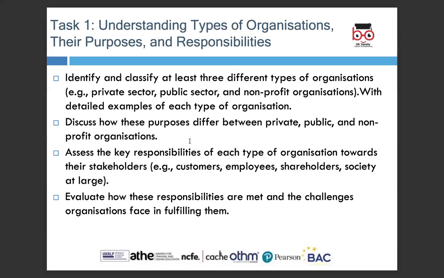Private sector organizations are businesses owned by private individuals or groups, such as corporations, partnerships or sole proprietorships. For example, companies like Apple, small family-owned businesses or a local restaurant. Public sector organizations are entities owned and operated by the government, providing services to the public, for example the National Health Service, public schools, or the local police department.